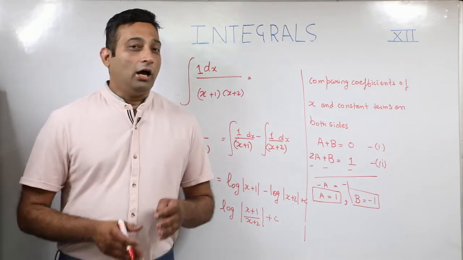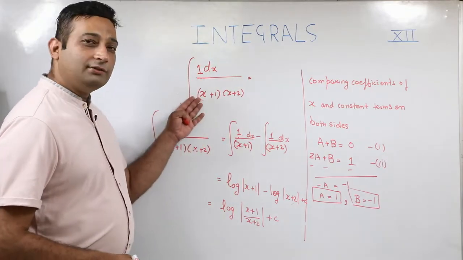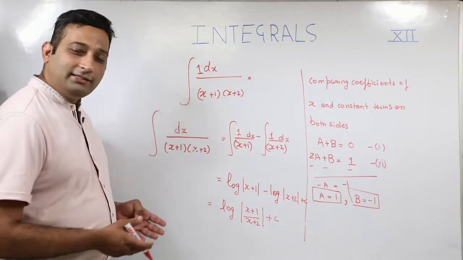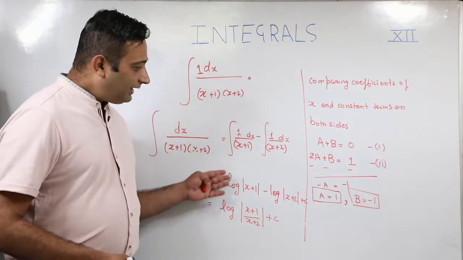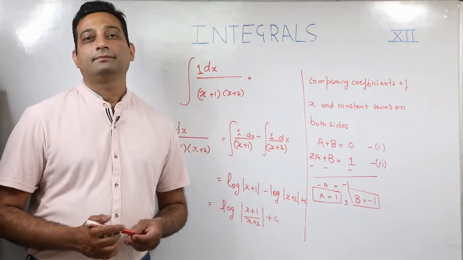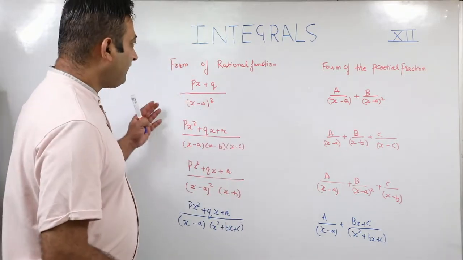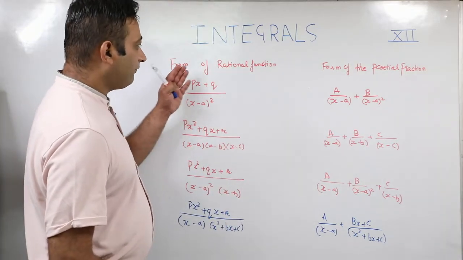So you can see how we have done the partial fractions where we have a rational function, and it was very easy to integrate once we reduced it into partial fractions. So dear students, let us see some more partial fractions. We have some forms of rational functions.